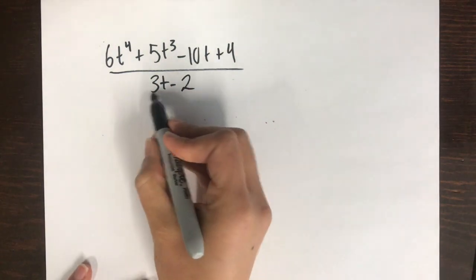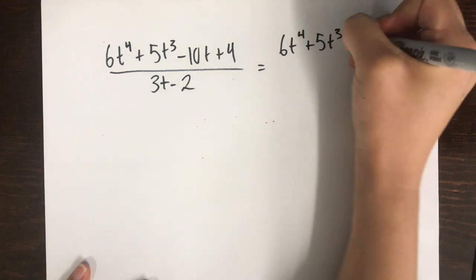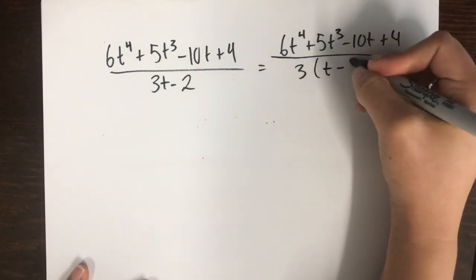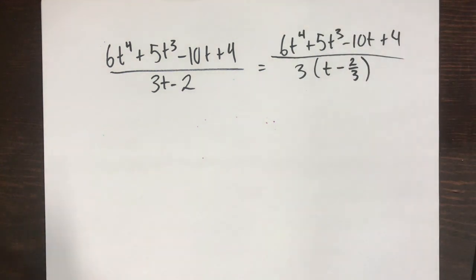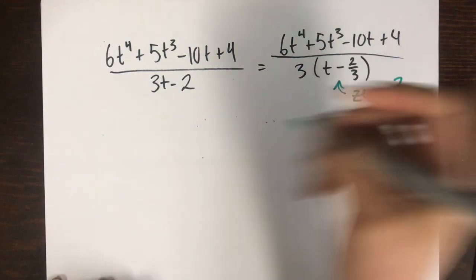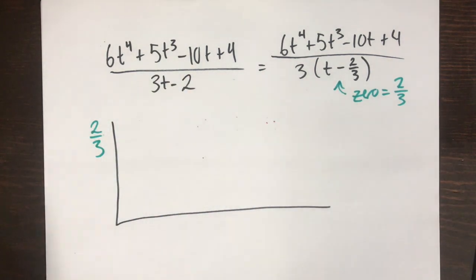Now, this is kind of a tricky situation. What if I have a 3 in front of my t? Well, I have to do something first. What I'm going to do is factor out 3, and I'm going to be left with t minus 2/3. And I'm actually going to synthetically divide by what makes that 0, which is 2/3. So I'm going to take 2/3 and synthetically divide my polynomial by 2/3.